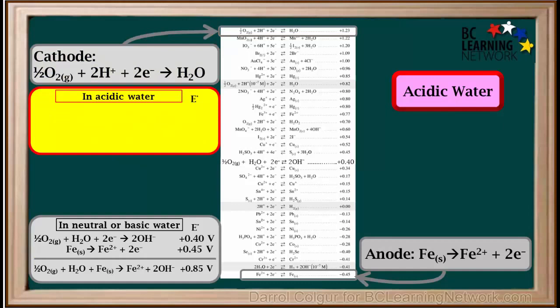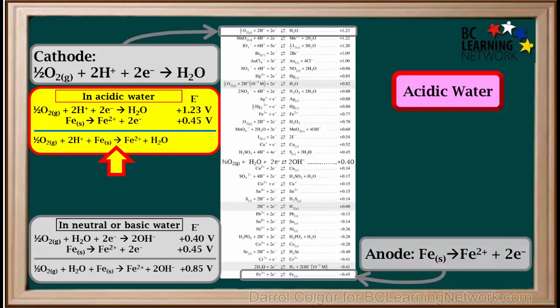To determine the equation for the overall reaction and find its cell potential, we add the half reaction at the cathode, 1/2 O2 plus 2H+ plus 2 electrons gives water, with its E0 value of positive 1.23 volts, to the half reaction at the anode, which is Fe solid gives Fe2+ plus 2 electrons, with its E0 value of positive 0.45 volts. And we get the overall reaction, 1/2 O2 plus 2H+ plus iron gives Fe2+ plus water, and its E0 value is 1.23 volts plus 0.45 volts, which is equal to positive 1.68 volts.